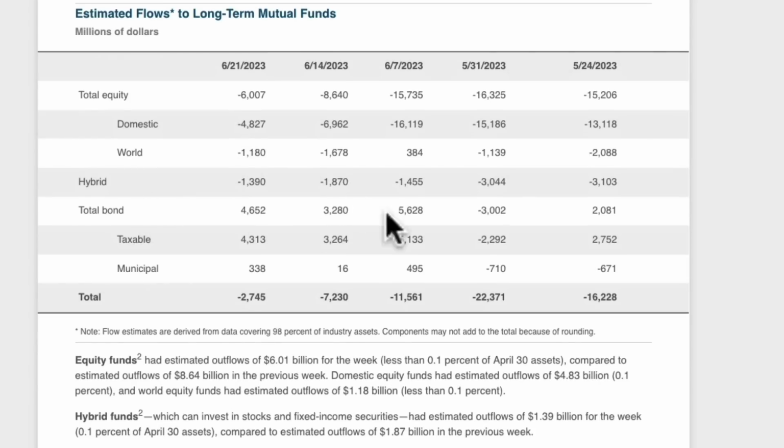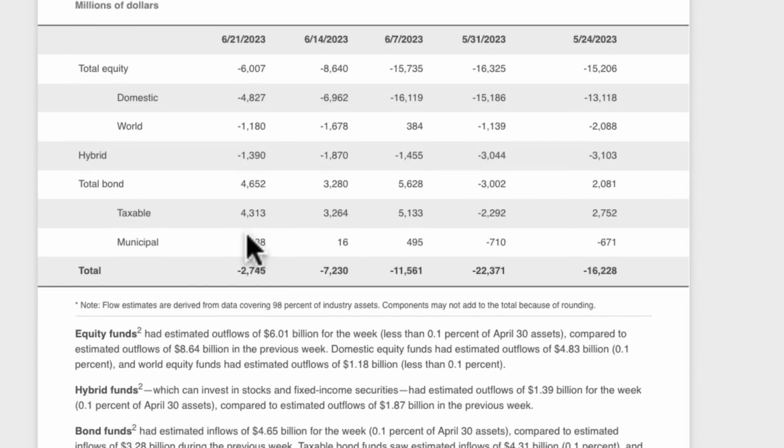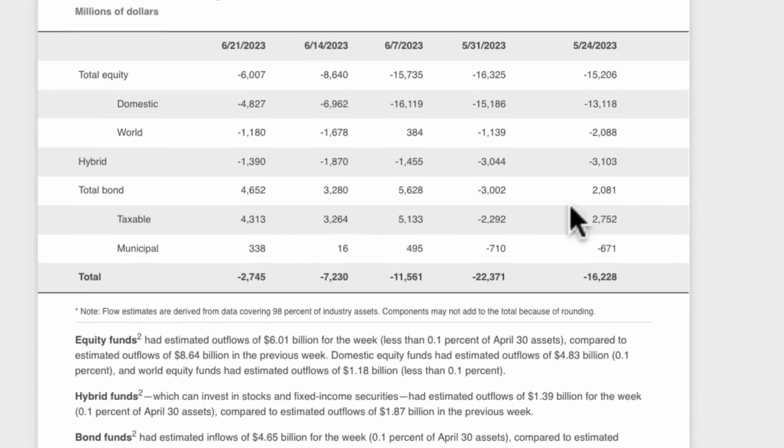If we go to total bond flows, notice that you have inflows. You have an outflow here, but followed by 3 weeks of inflows. Taxable and municipal. Taxable is your sovereign bonds and corporate bonds. So it seems that, from May 24th to at least June 21st, the market did increase in value on funds flowing out of the equity side and flowing into the bond market. When we talk about bond funds, these are capital markets, not money markets.